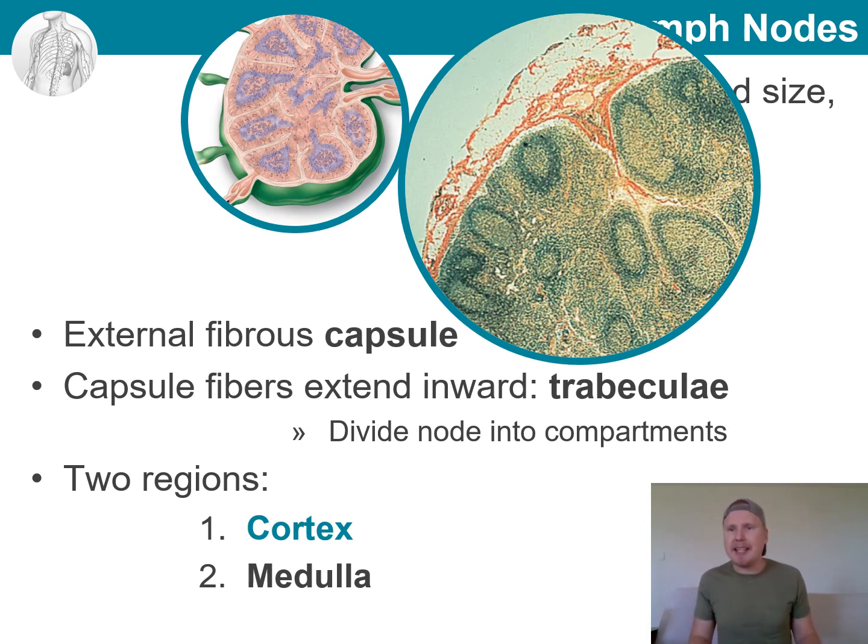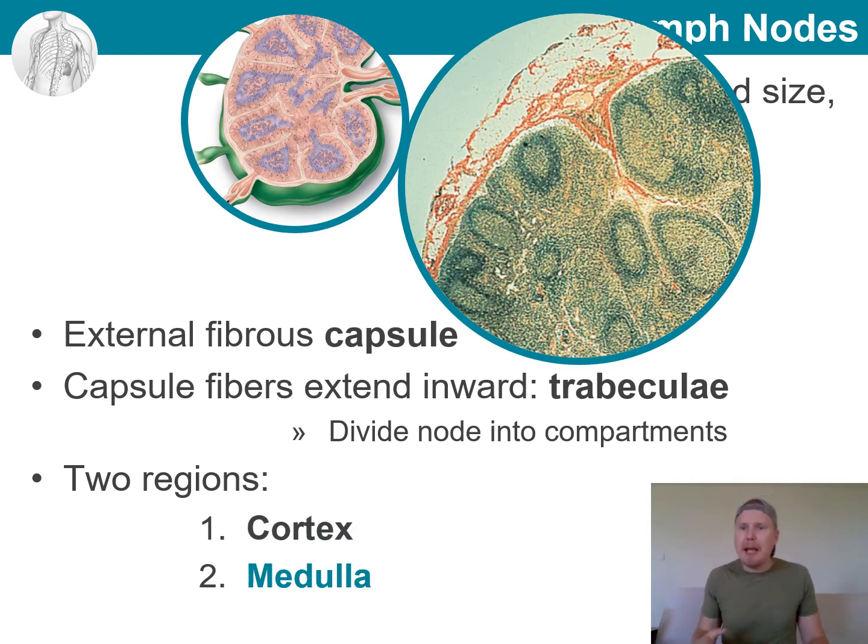Another thing that we see in the cortex is that there are abundant numbers of dendritic cells, which are closely associated with T and B cells. They play a role in activating both lymphocytes. So that's our cortex. Let's have a look at the medulla.